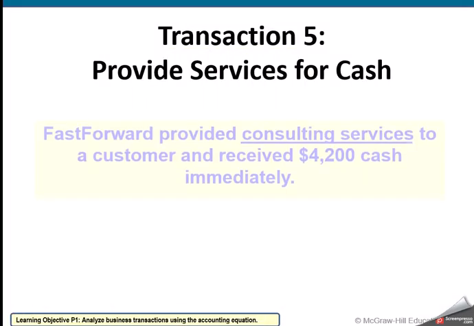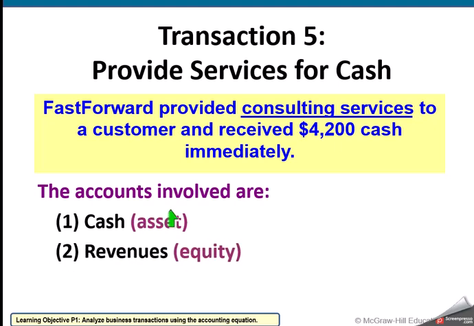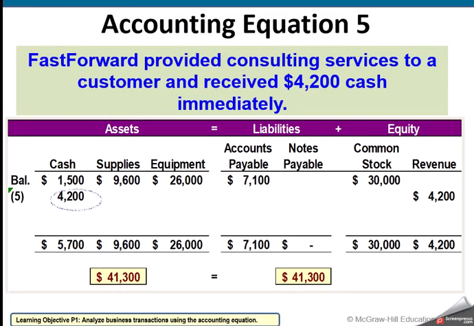Now we provide services for cash. So this is again where it gets a little bit trickier. So the cash comes in, so that's an asset, but then revenue also is earned, and that's equity. So then our cash goes up, which is on our asset side, and then our revenue goes up, which is in our equity side. But again, we still balance.